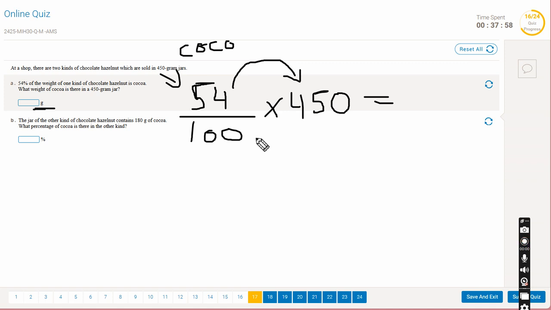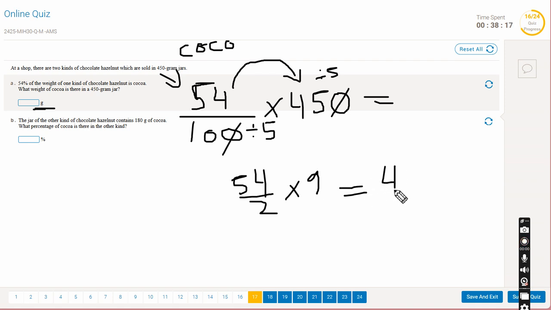So I'll simplify this. What do you get? You can cross out the 0 here, cross out the 0 here. I know they can both be divided by 5. Divided by 5, they're both present in the multiplication of 5. So that'll be 54 over 2 times 9. So then you can multiply 54 times 9. That'll give you 486. Now remember, they're both even, so you can simplify that further. Divide by 2, so that'll give you 243.